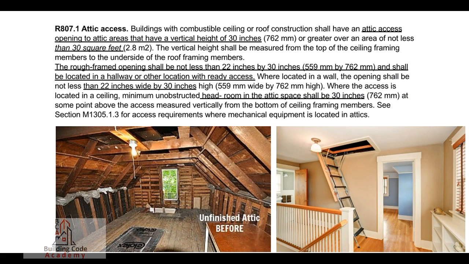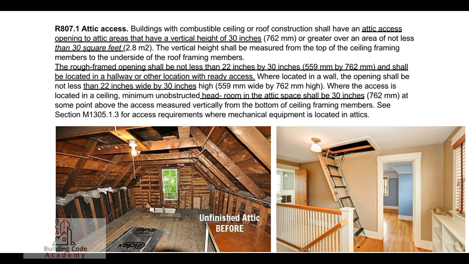807.1 Attic access. Buildings with combustible ceiling or roof construction shall have an attic access opening to attic areas that have a vertical height of 30 inches, 762 millimeters, or greater over an area of not less than 30 square feet, 2.8 meters squared. The vertical height shall be measured from the top of the ceiling framing members to the underside of the roof framing members.